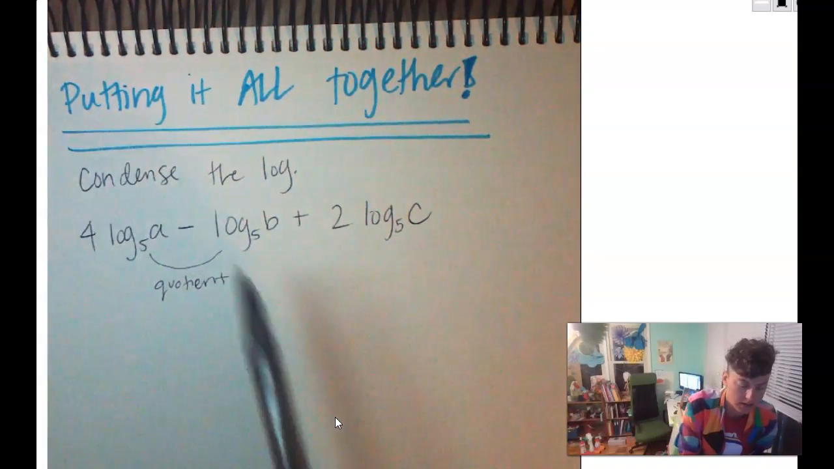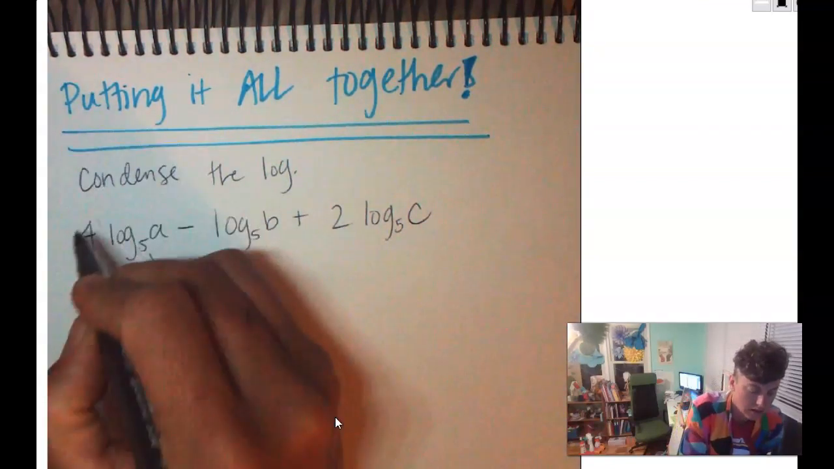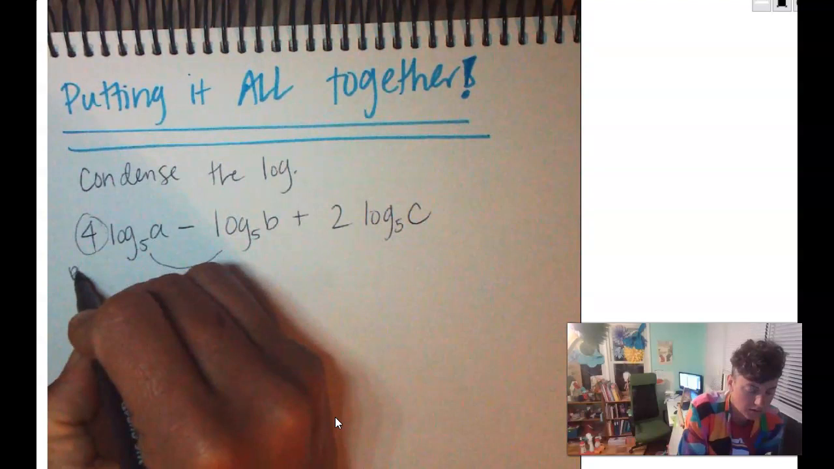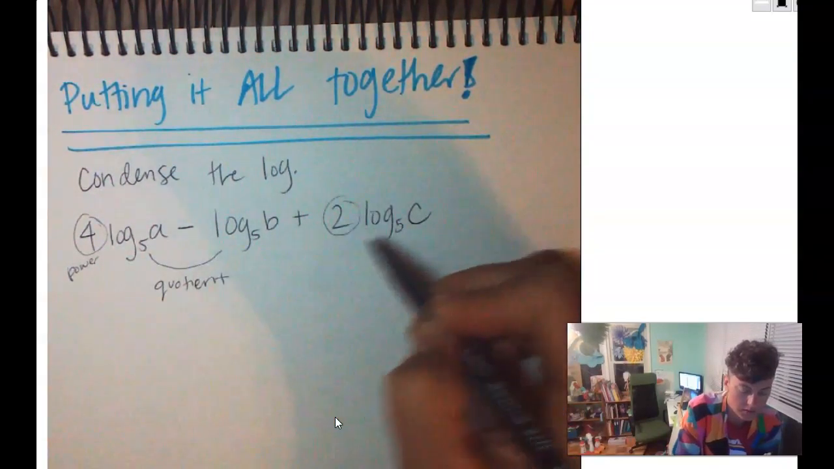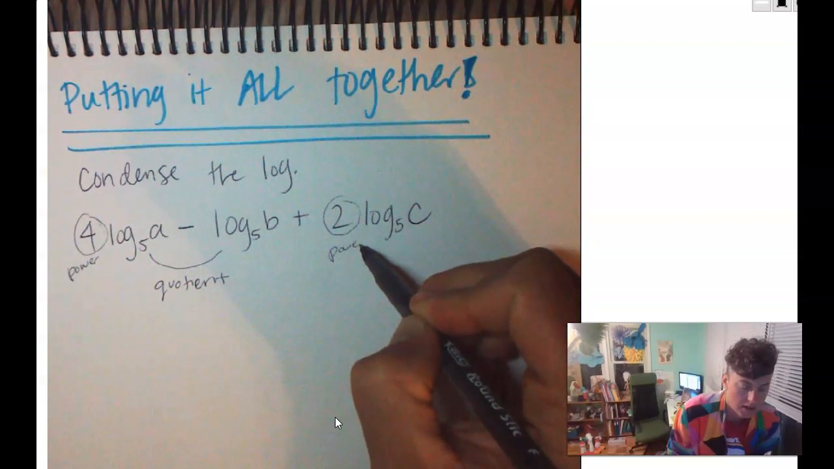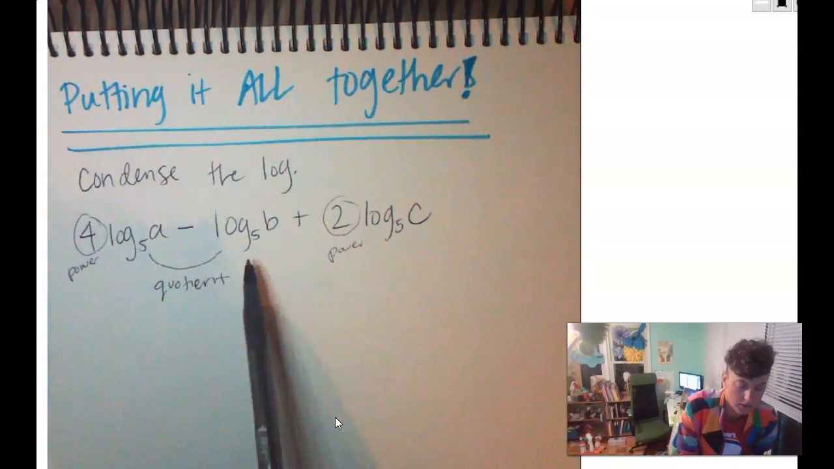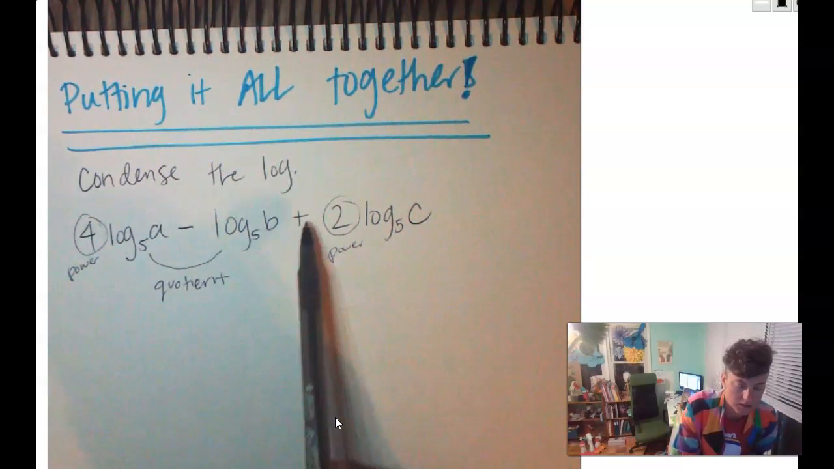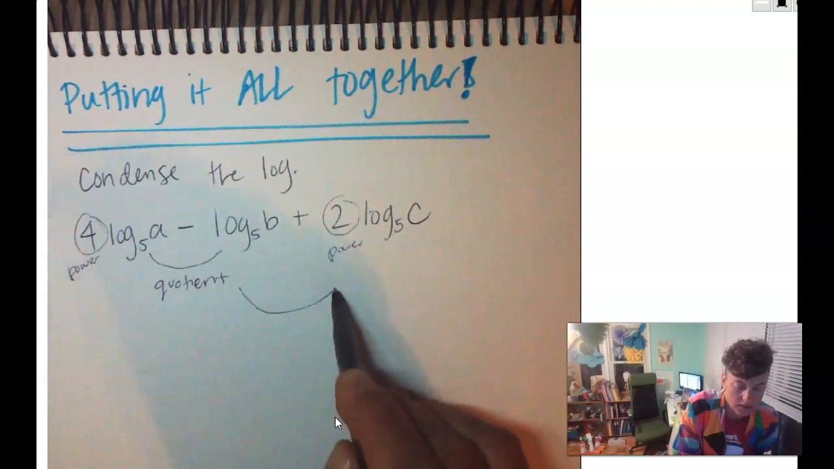We've got a number out in front here, so we'll need to use the power rule here. Same with this one. There's a number out in front. We'll need to use the power rule here. And then, all right, we'll use the quotient rule here, and then we've got a plus, which means we'll have to use the product rule.